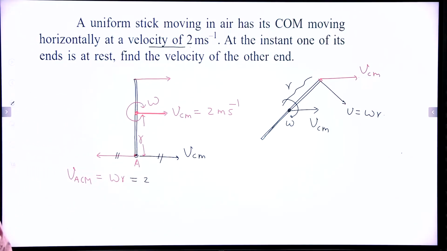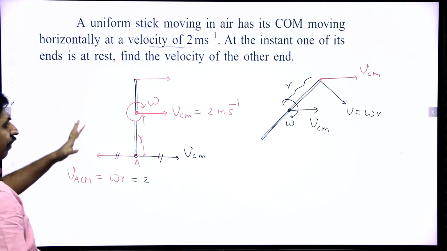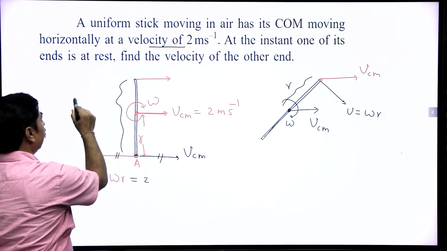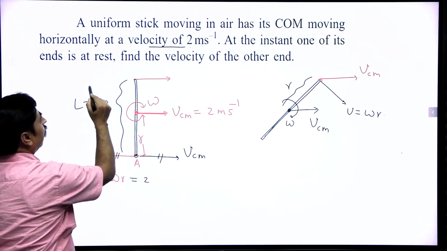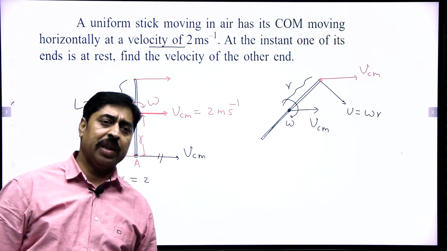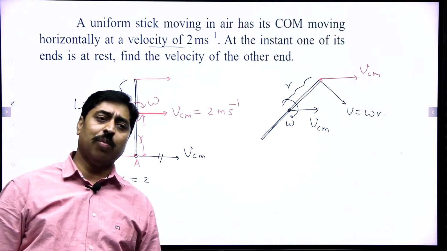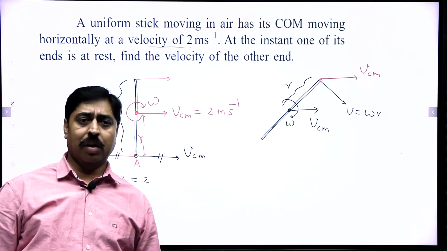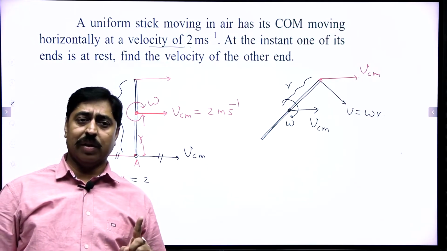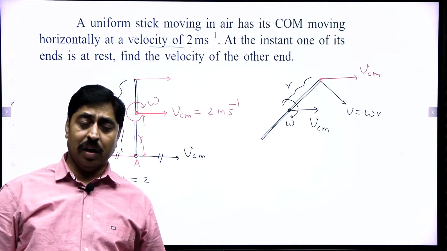Find the velocity of the other end. Length is not given, so I'll just write that. Let us say this length is 2 meter. Write it down, I forgot to write it. A uniform stick is moving in air, has its center of mass moving horizontally at 2 meter per second. At the instant one of its ends is at rest, find the velocity of the other end.